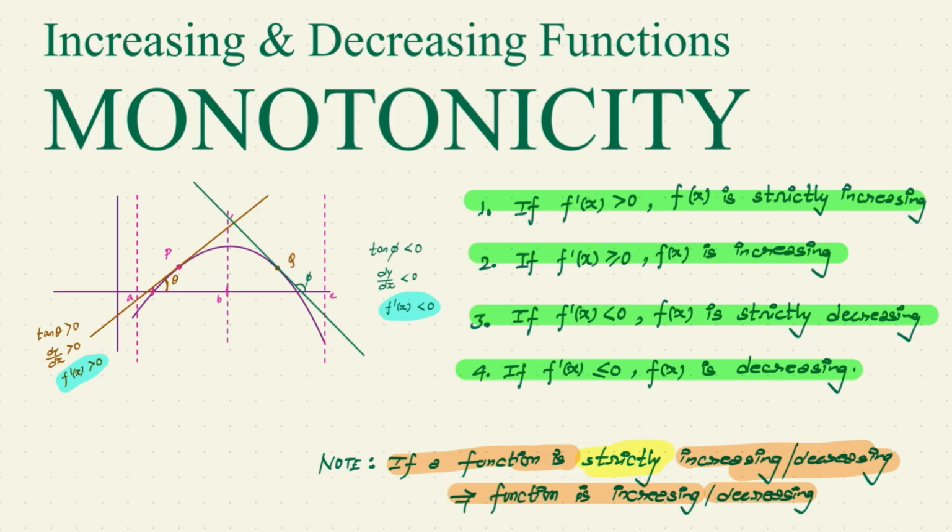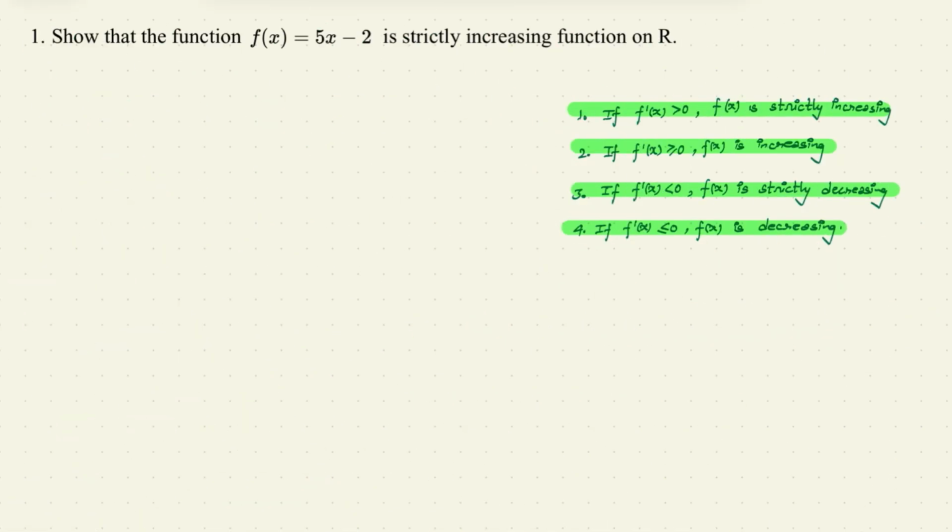Now let's begin with some questions. Question 1: Show that the function f of x equals 5x minus 2 is strictly increasing on the real numbers R. Here the function is given as f of x equals 5x minus 2. Now we will differentiate both sides with respect to x, then we get f dash of x, and if I differentiate 5x, it will be 5 only, and the differentiation of minus 2 is 0.